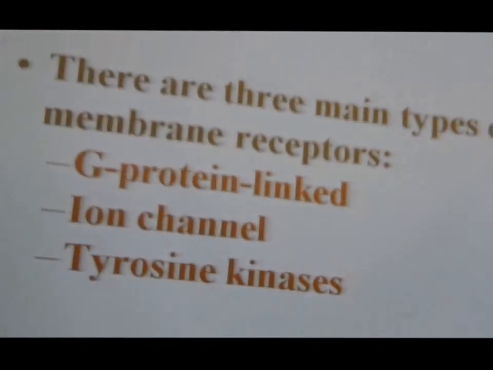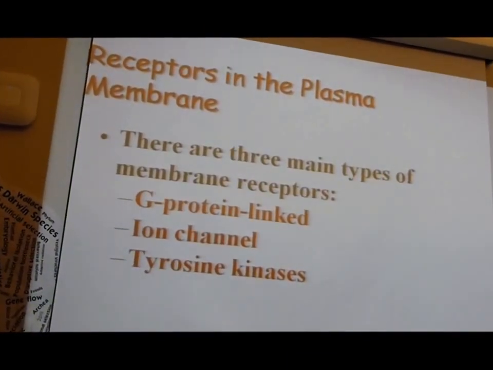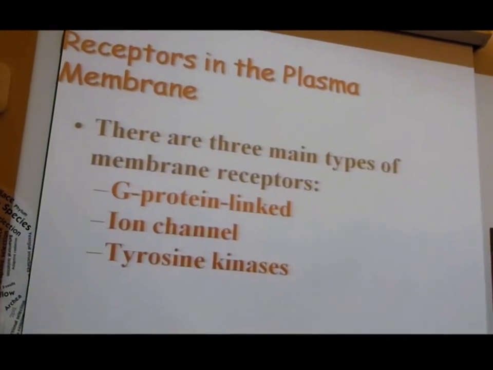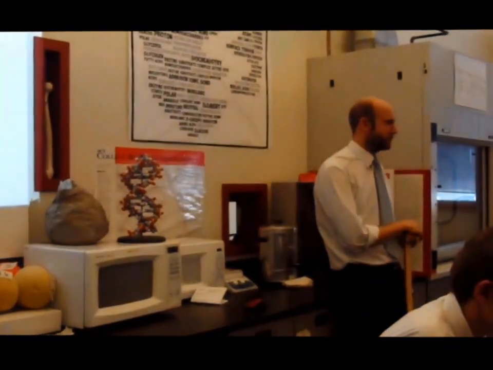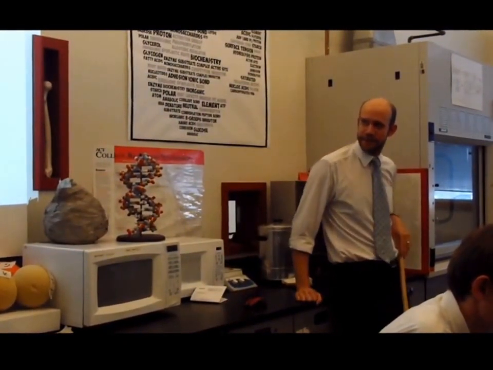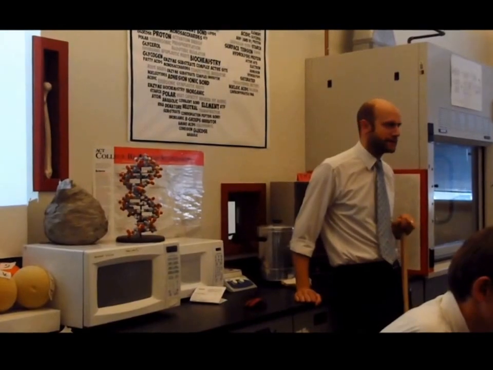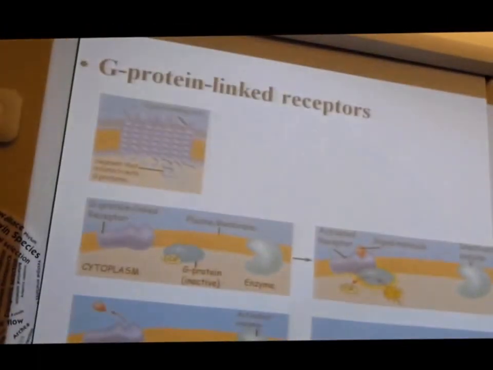So the three types of membrane receptors we're going to talk about: G-linked receptors, ion channels, and tyrosine kinases. In terms of order of likelihood that they're going to come up in the AP, it's pretty much that order. I would say G proteins and ion channels are much more likely than tyrosine kinases, but anything could come up. So G proteins. G proteins are relatively straightforward. There's a number of different steps that take place in the G protein.